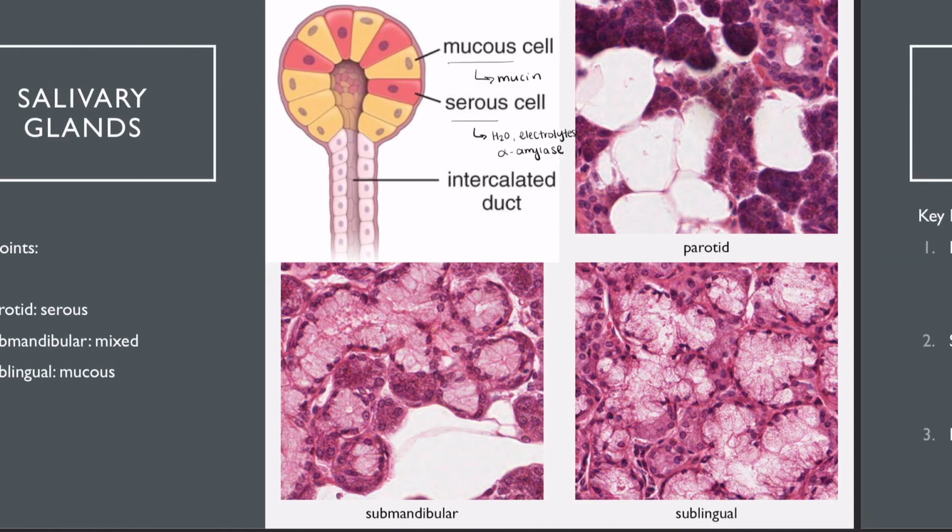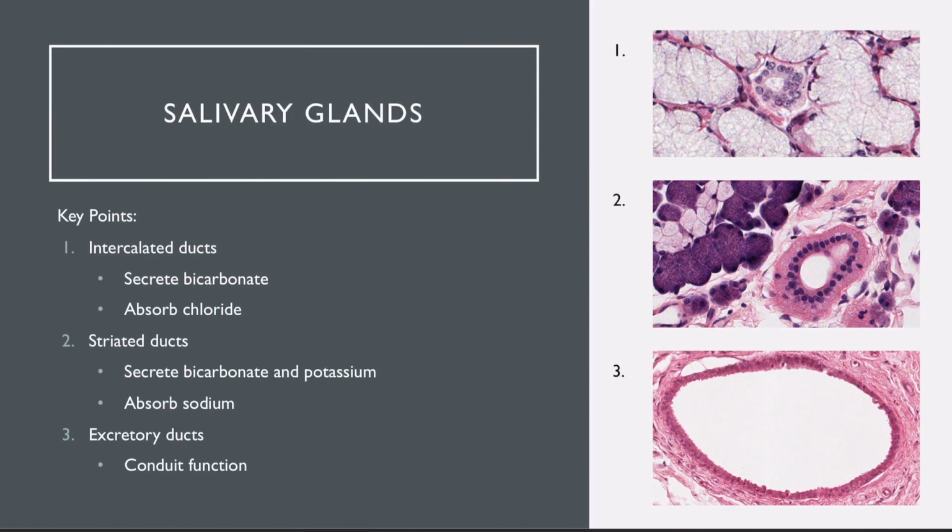acini. The ductal system is responsible for modifying the composition of saliva, which is initially similar in composition to extracellular fluid. The saliva is modified primarily by the intercalated and striated ducts. The intercalated ducts secrete bicarbonate and absorb chloride, while the striated ducts secrete bicarbonate and potassium and absorb sodium.